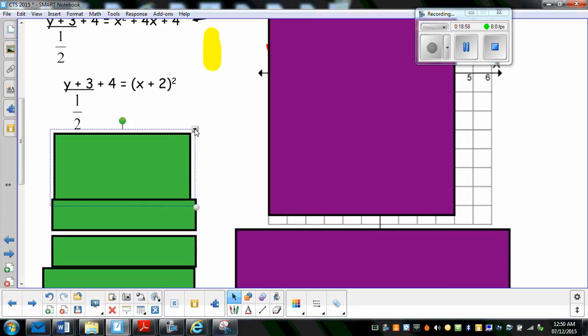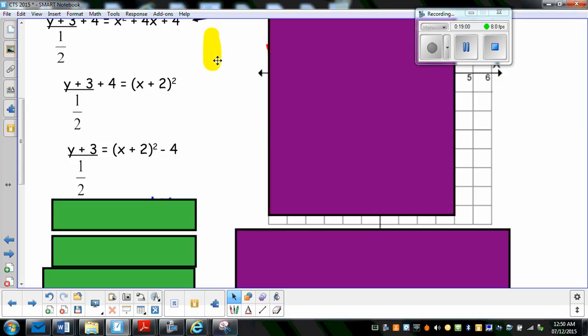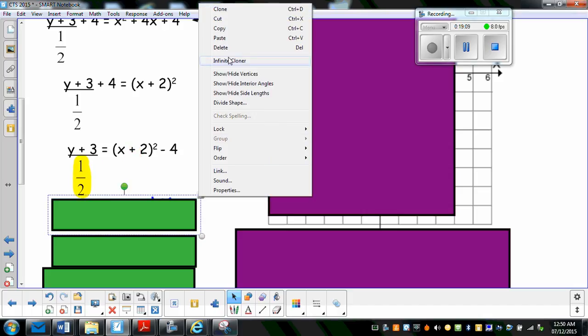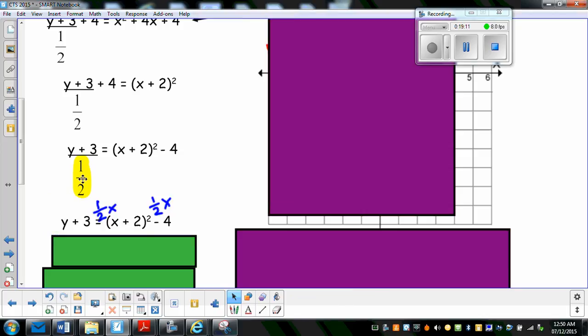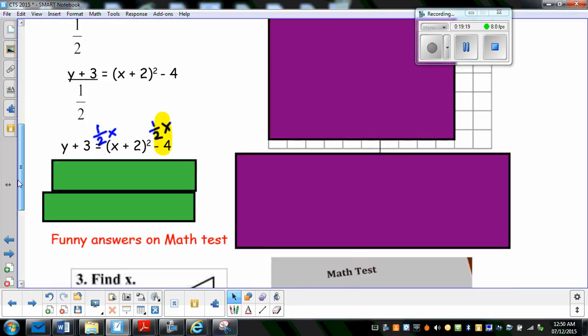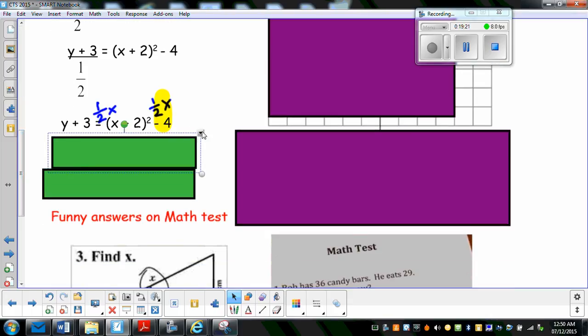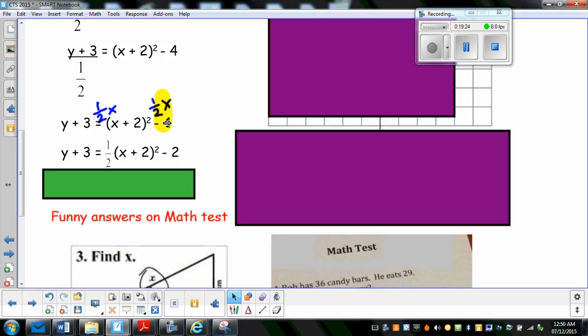So first thing I move is the 4. 4 goes to the other side and changes to minus 4. Next thing I need to do is move the 1/2 to the other side. And remember, I have to multiply it by each thing on the other side. So 1/2 times the bracket and 1/2 times negative 4. So the 1/2 gets stuck in front of the bracket right there. And if I do 1/2 times negative 4, I get negative 2.